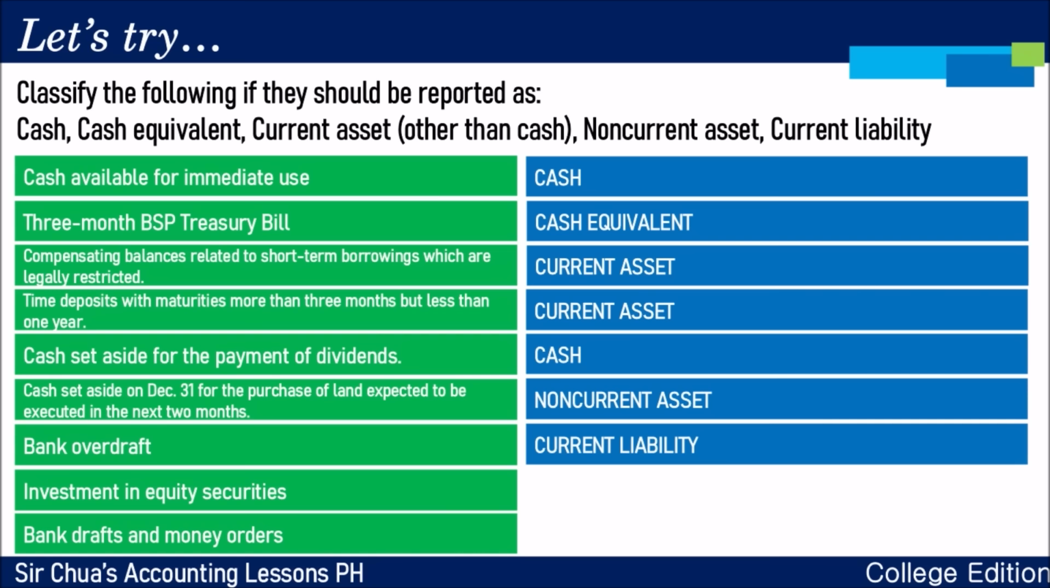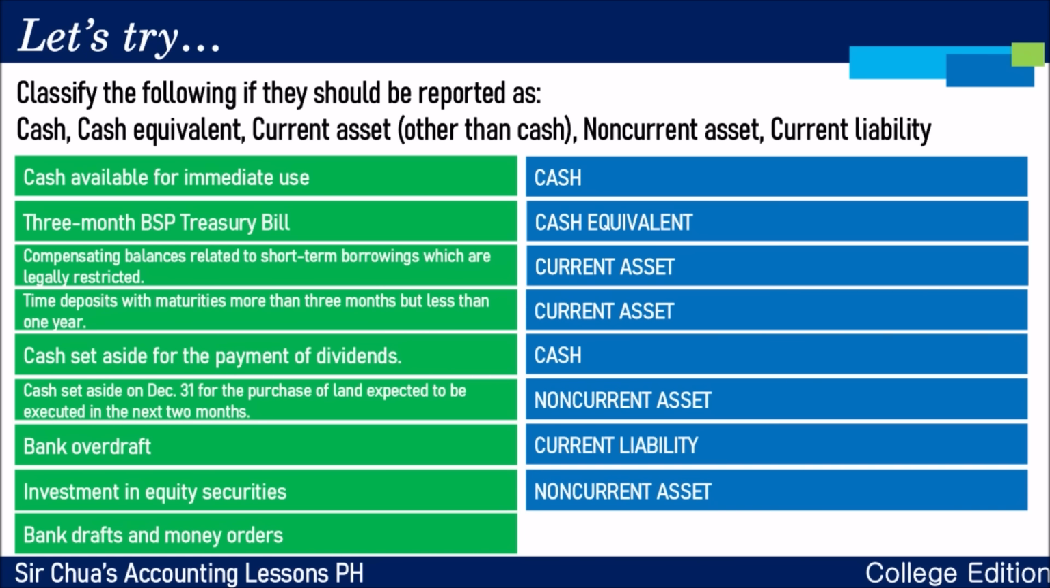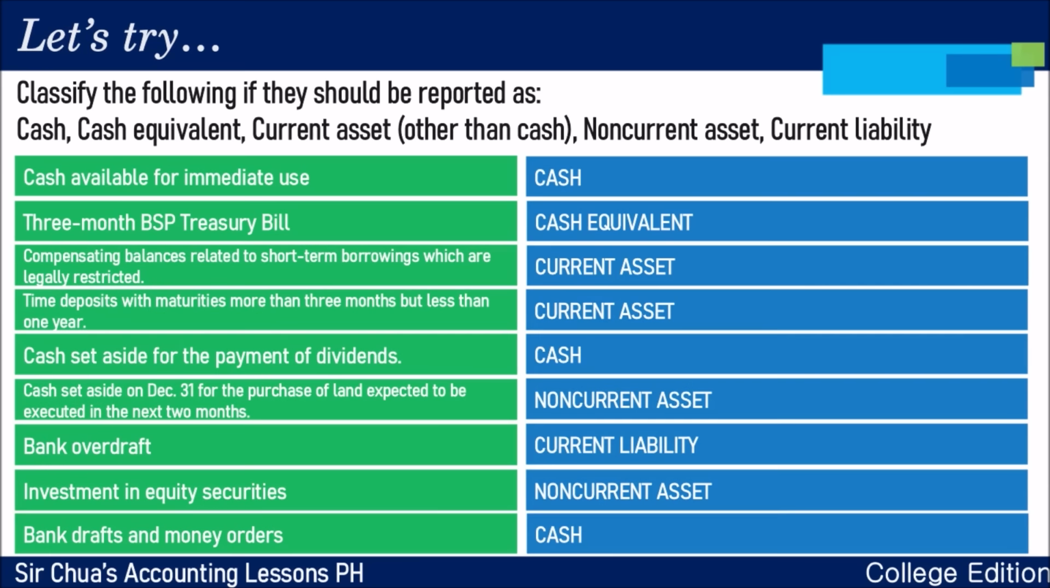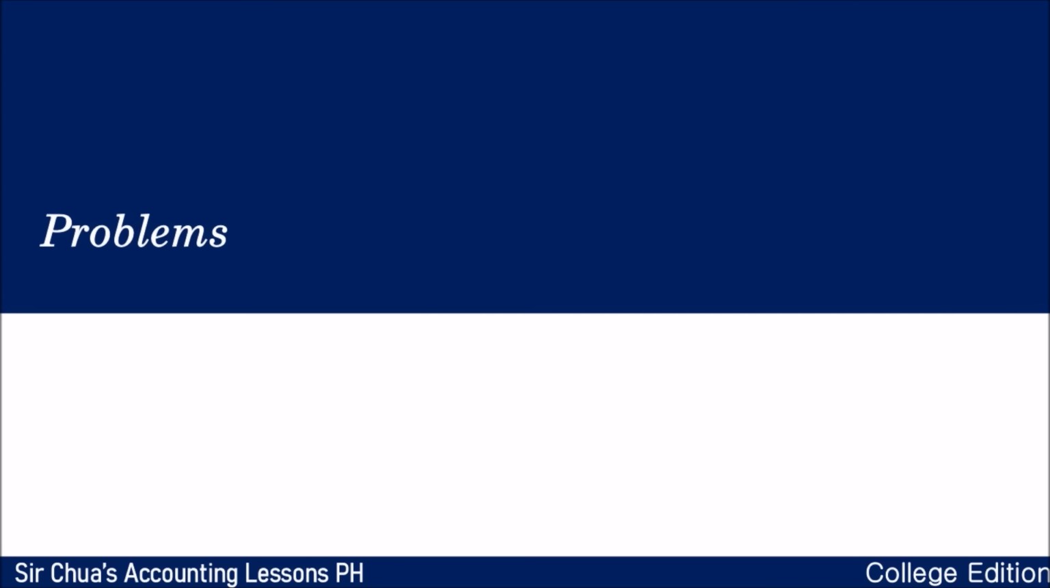Okay, and then we also have investment in equity securities, which is a non-current asset, and that's actually one of our lessons in the future, so abangan nyo yan. And lastly, we have bank drafts and money orders, which is automatically reported as a cash. Okay, so I hope you get 9 points in this small activity. So we are now done with our theoretical discussion. Let's now try to answer some problems.